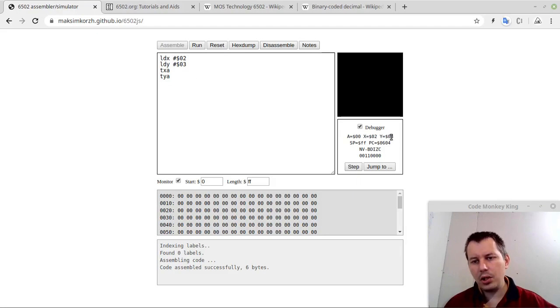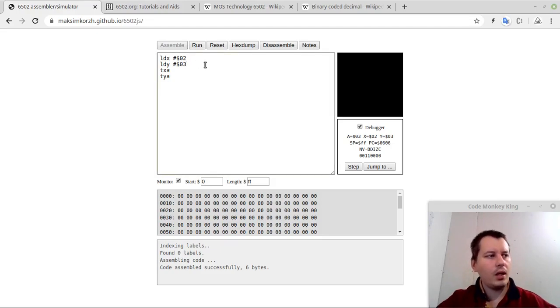Then we did initialize the register Y as well, and now the next step: we transfer the value from the register X, which is 02 hexadecimal, to register A, and it is. And the next step we transfer from register Y to register A. Okay, so I hope this is very clear and self-explanatory.